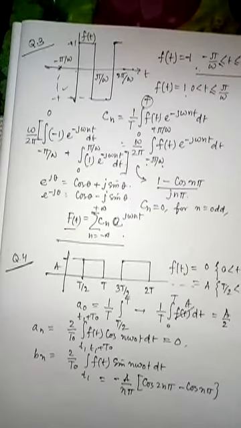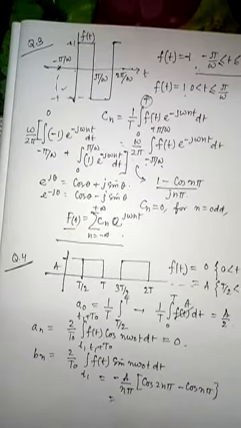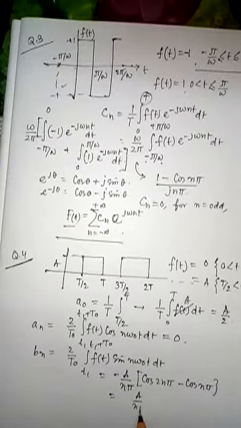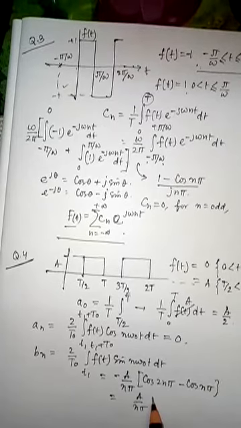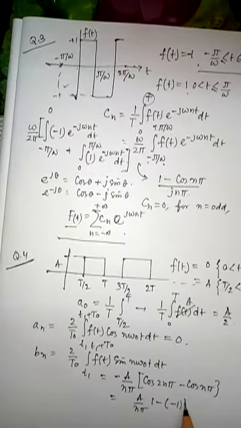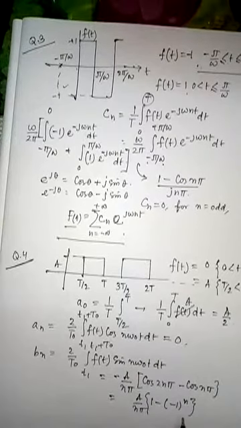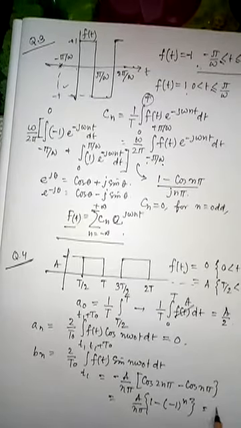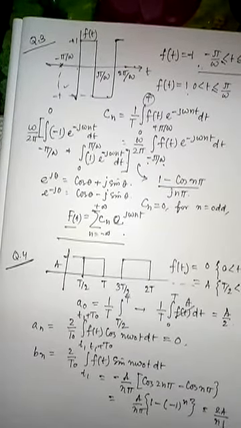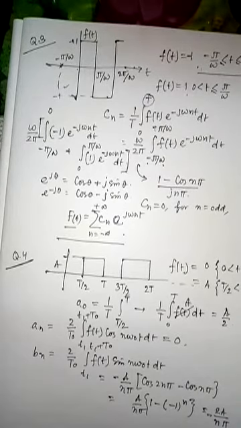So it is a by n pi into 1 minus minus 1 whole to the power n. If n equals even, this part is 0, but if n equals odd, this part is simply 2a by n pi with a negative sign. Okay, so finally, considering the odds, you can easily construct the full length of the Fourier series.